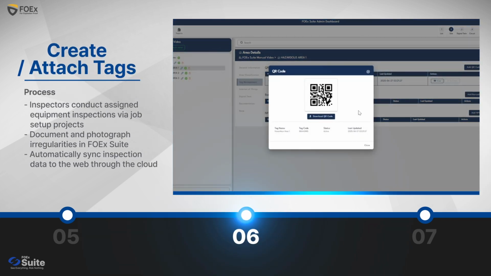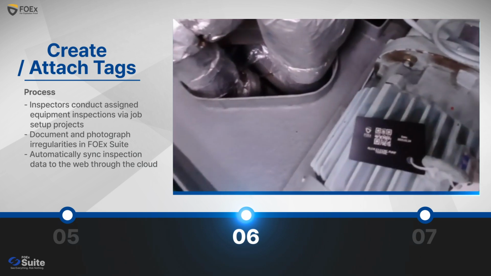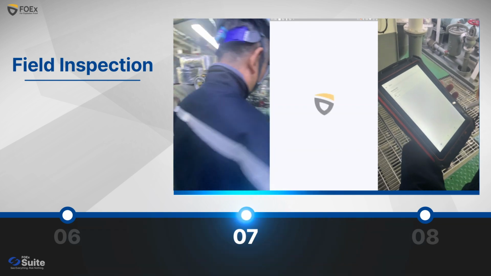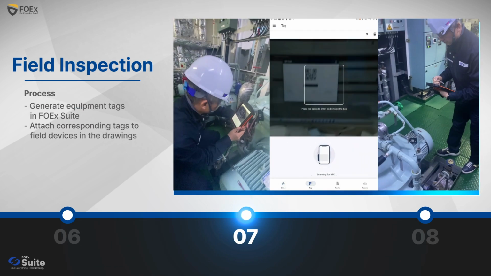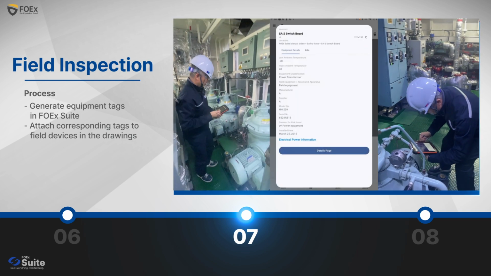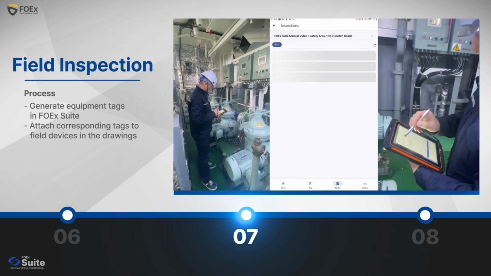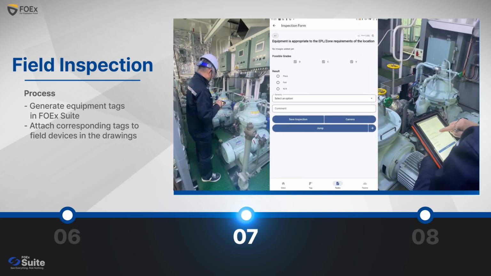Generate tags for the equipment through FOEx Suite, and attach the corresponding tags to the field devices. Inspectors conduct equipment inspections assigned to them through job setup projects. During the inspection, any irregularities can be documented and photographed directly in FOEx Suite. All recorded information is automatically synchronized with the web through the cloud.